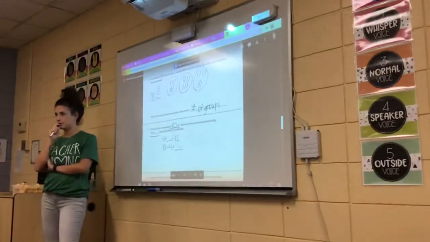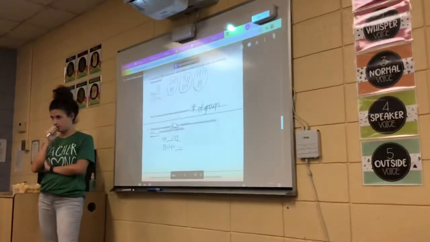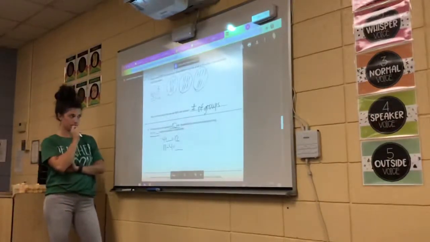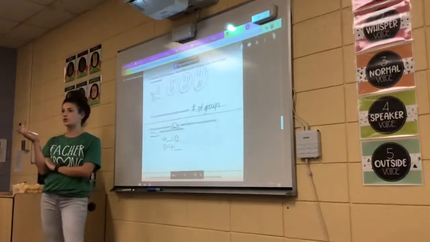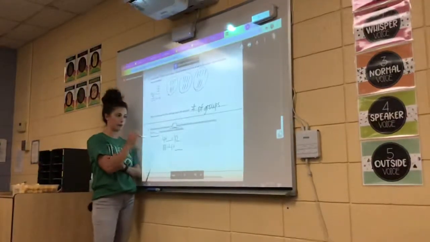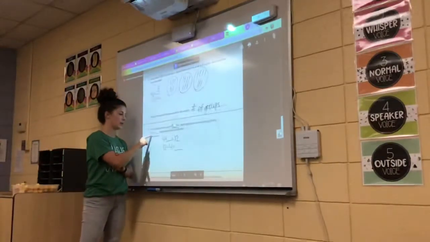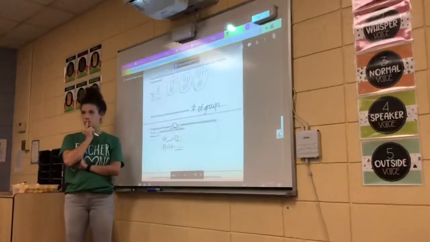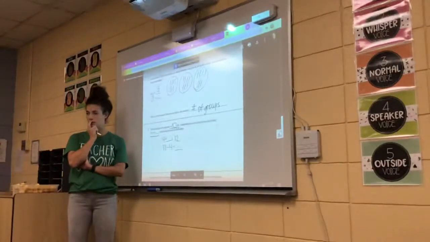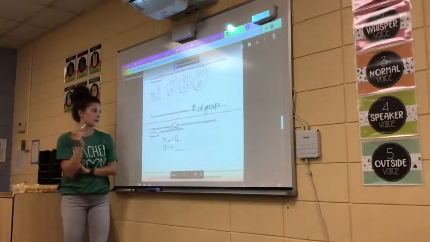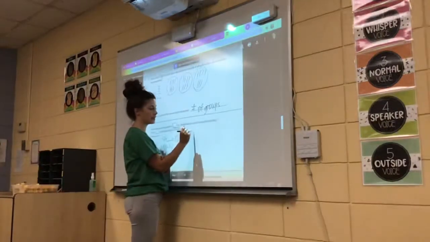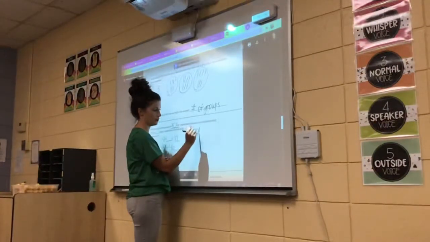Thomas? There's 4 rows and 3 in each row, so he gave us the answer of 3. But Charlie found the answer by doing division. Why does that work? What did I just tell you guys, Blakely? Because the numbers are just flipped around. Yeah, the numbers are just flipped around. Multiplication is the opposite of division.